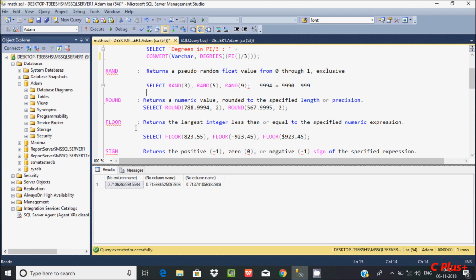Now the next is round. It returns a numeric value rounded to a specified length of the expression. If you execute this one, the precision here is 2, so it's displaying 7 8, and in place of this one, 1 is added. Now here it comes 7 8 9. The same thing with this one: the precision is only 2, so in place of this one it converts into 1, so 1 is added. Now here it's displaying 5 6 8.